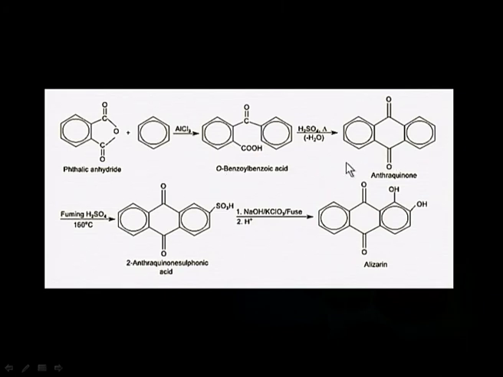Instead of preparing anthraquinone from anthracene, we can also prepare it from phthalic anhydride by reaction with benzene in the presence of aluminum chloride. This is also called the Friedel-Crafts acylation reaction, which upon dehydration forms anthraquinone. The rest of the two steps are the same. Now, we will discuss the mode of application of alizarin.